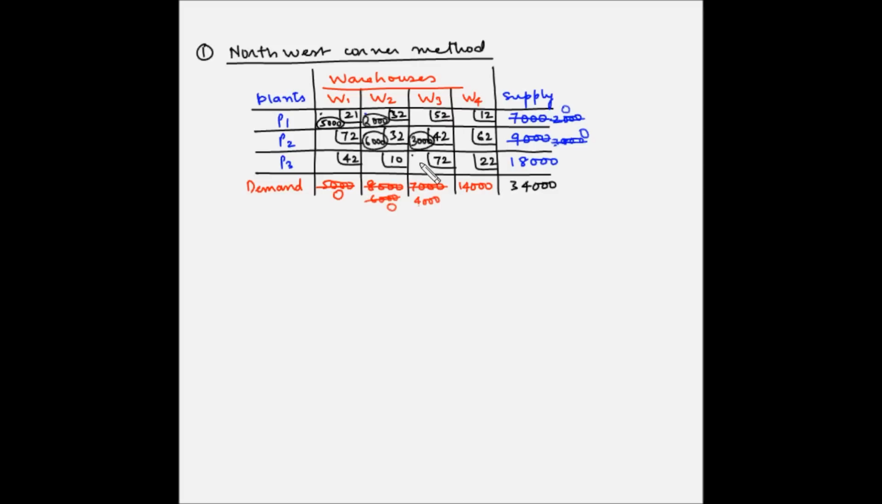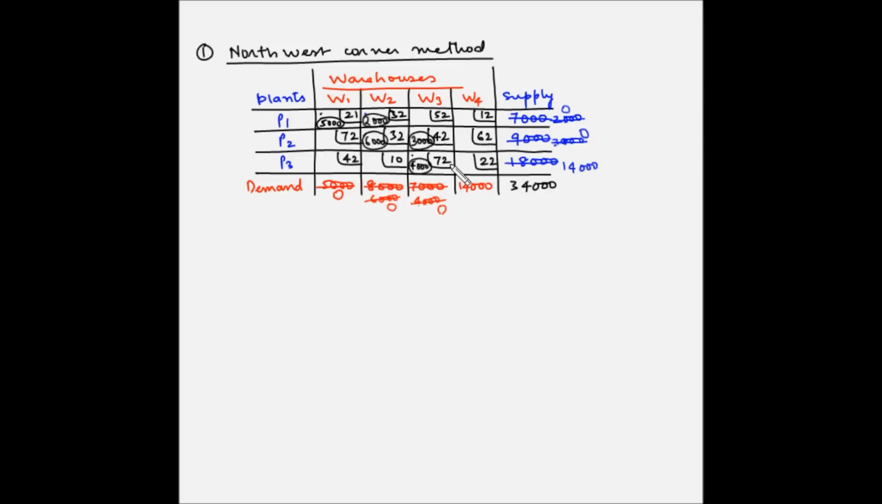Now for this square, let's evaluate the supply and demand situation. So W3 has a remaining demand of 4,000 units, while P3 has a supply availability of 18,000 units. So the maximum we can allocate to P3 W3 is 4,000 units. Now with this allocation, the unsatisfied demand at W3 becomes 0, while the supply availability at P3 becomes 18,000 minus 4,000, which is 14,000 units. Now, since the demand at W3 has been completely met, however, P3 still has some unallocated supply.